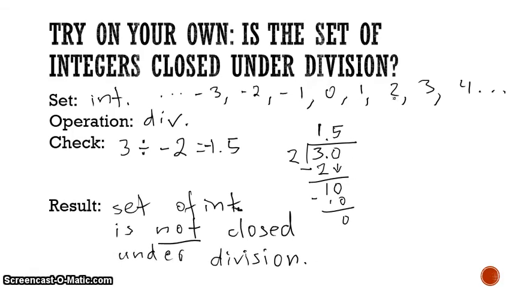Okay? Now you might have tried something like 2 divided by 1, and you still would have gotten 2. So then your answer would have been, it could be closed. But if you tried another example like this one, because you can see that you can divide some numbers here and not get an integer. So if you try one of those like I did, you will get that the set of integers is not closed under division.